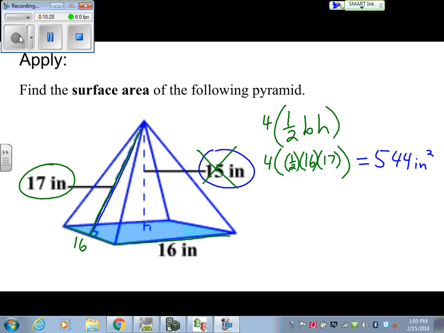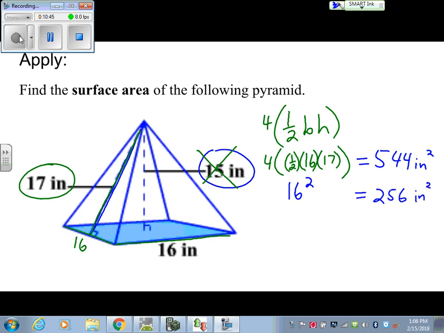Now we need to find the area of our base. And it's just a square, so base times height, since it's a type of parallelogram or rectangle, or an even shorter way to do that is just 16 squared. 16 times 16, which gives me 256.